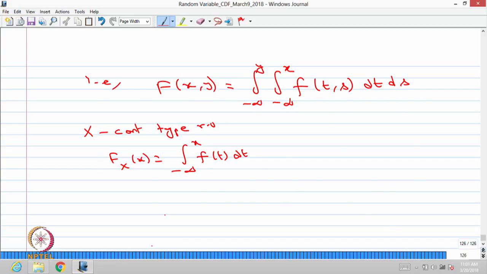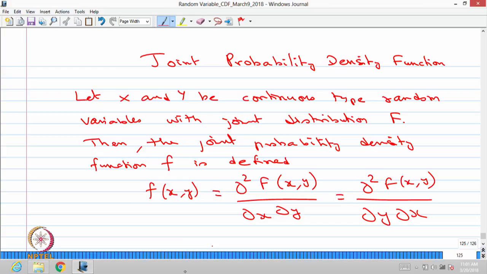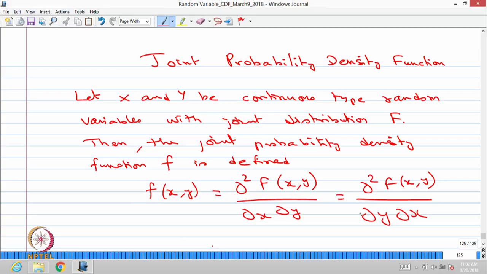Therefore, the probability density function is nothing but the second order partial derivative of the CDF with respect to x and y. Since it is a continuous function in both x and y, whether you change the order of the partial derivatives doesn't matter; it is going to be the same.